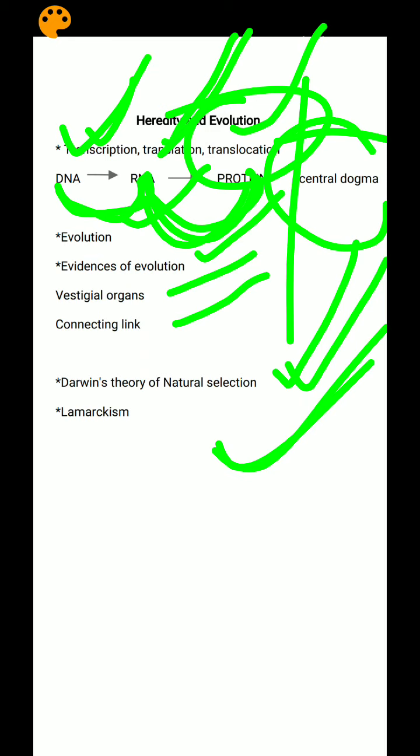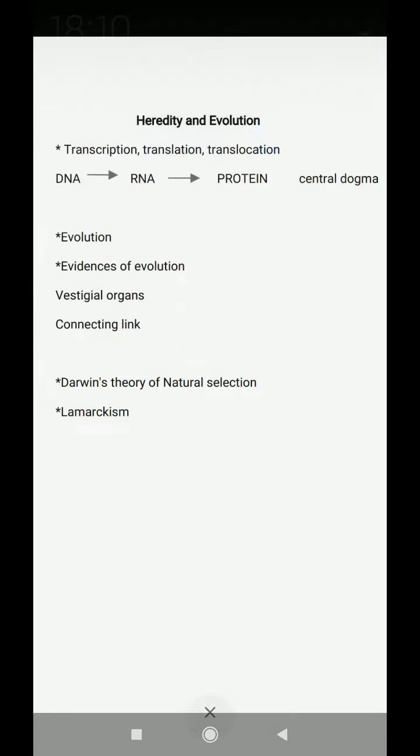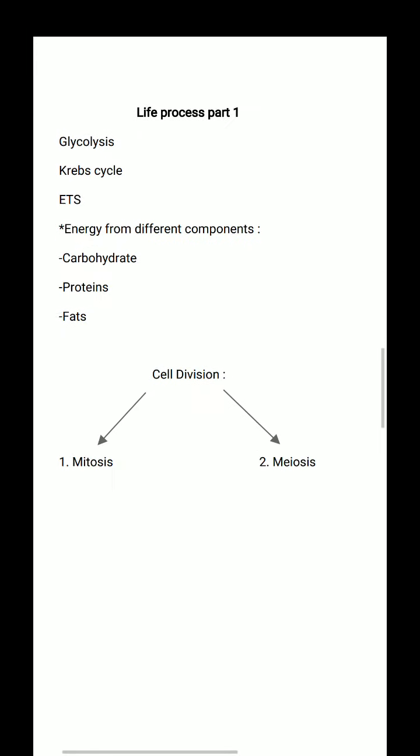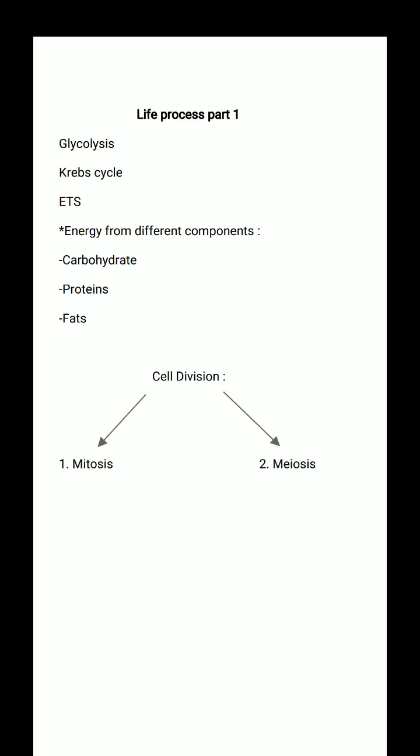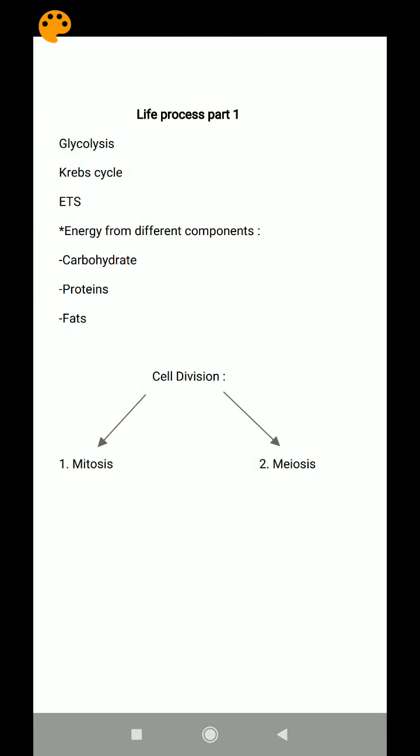Okay, next we are going to see the second chapter. Which terms are there? Life processes part 1. In life processes part 1, there is the process of respiration. Respiration has two types: cellular respiration and the other type of respiration.